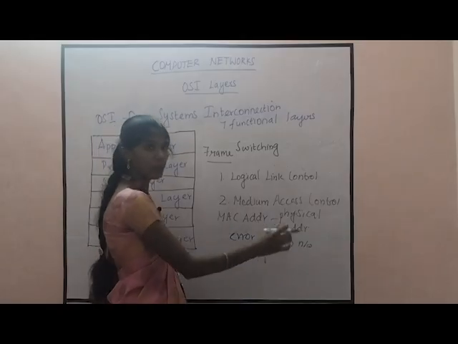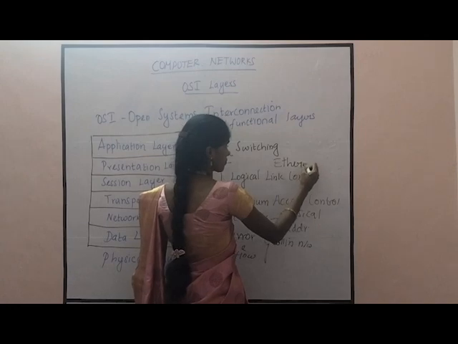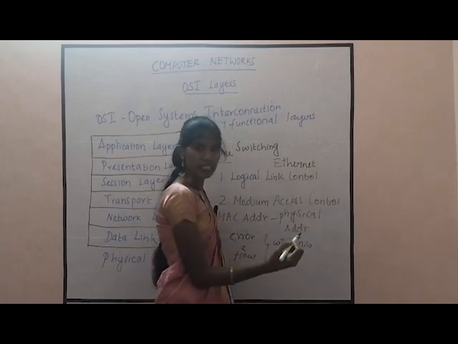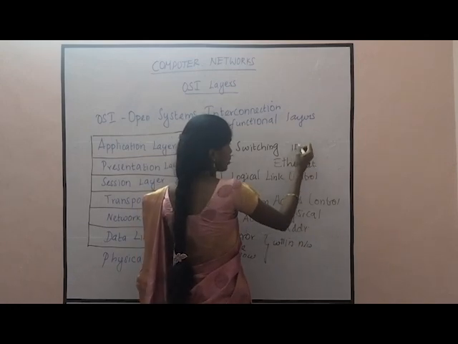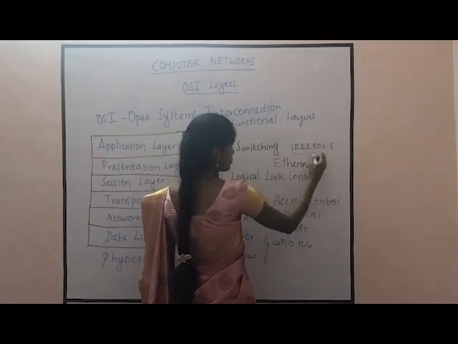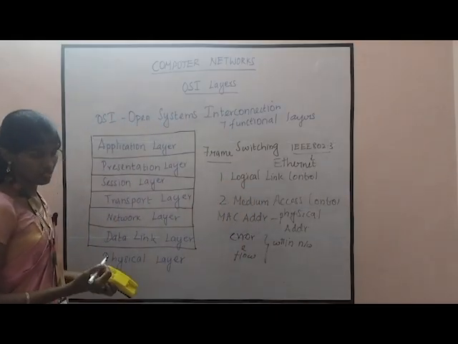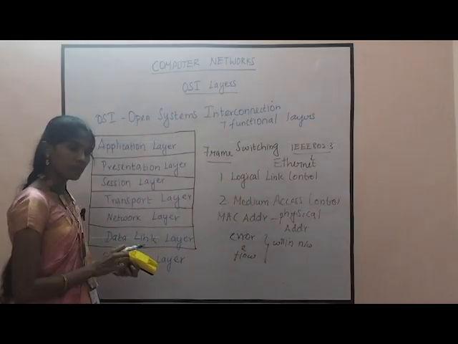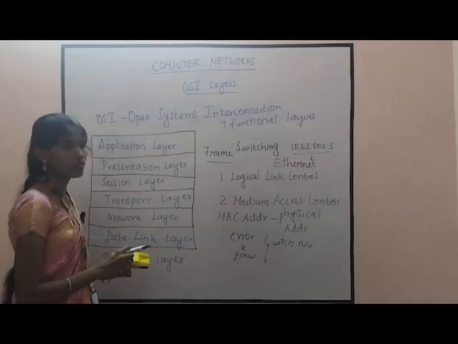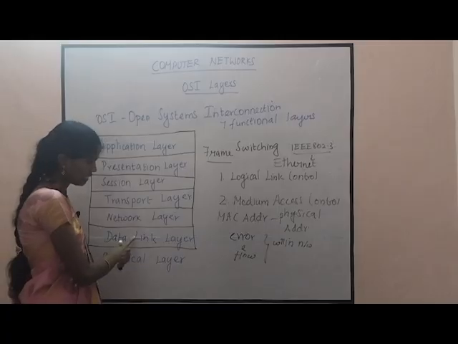And what is the protocol we have here? That is Ethernet. What do you mean by Ethernet? Technically we call it IEEE 802.3. So this is the protocol that we use. This is not the only protocol we use. Many more protocols are available. This is already known to you. That is why I have listed it here. So this is all about the data link layer.